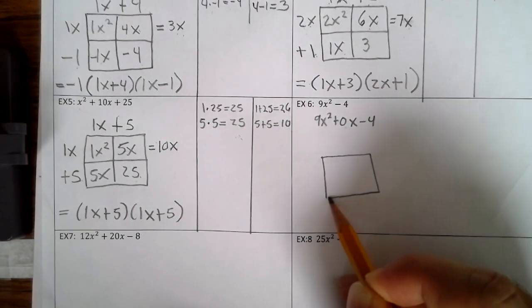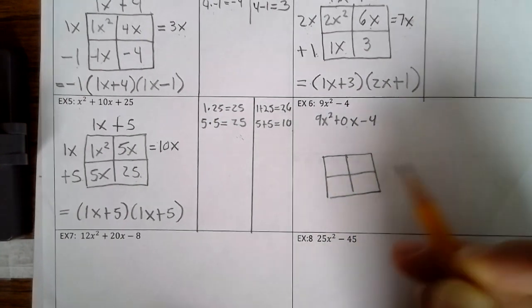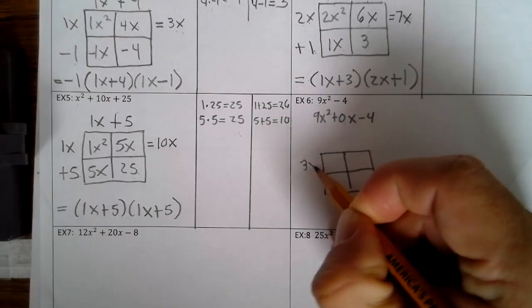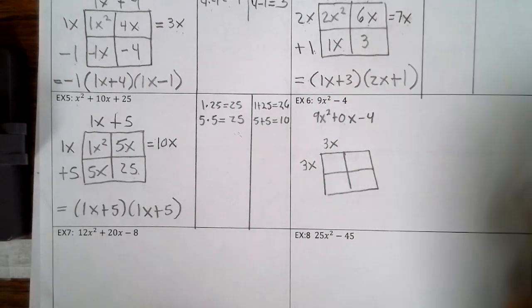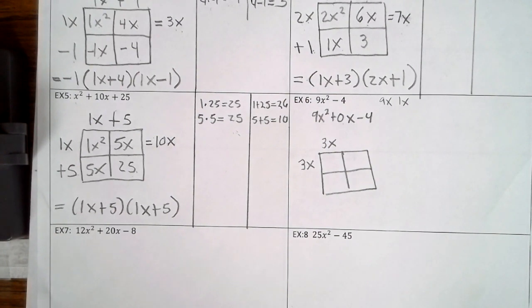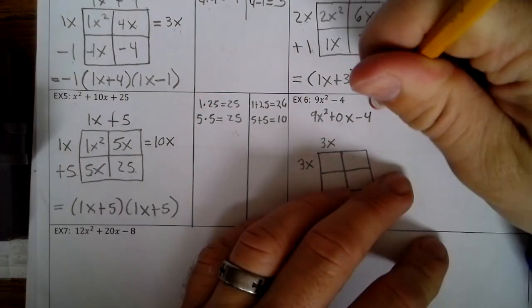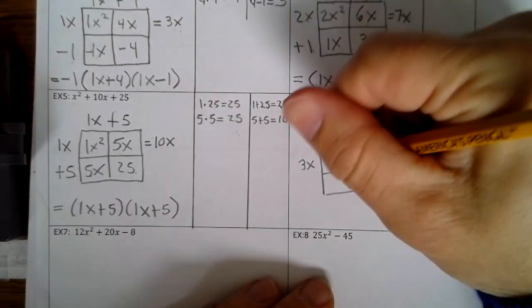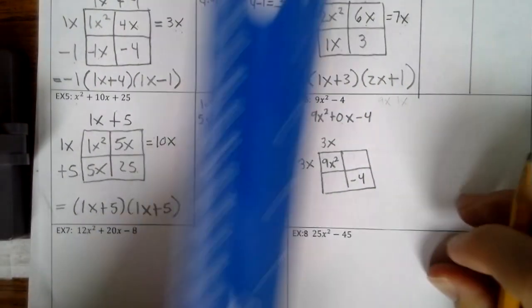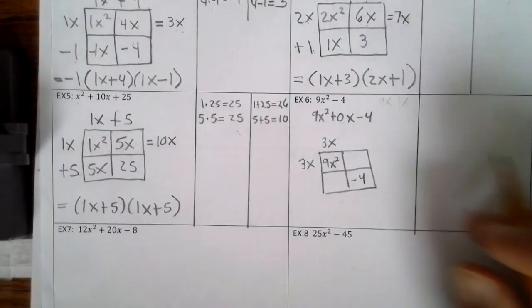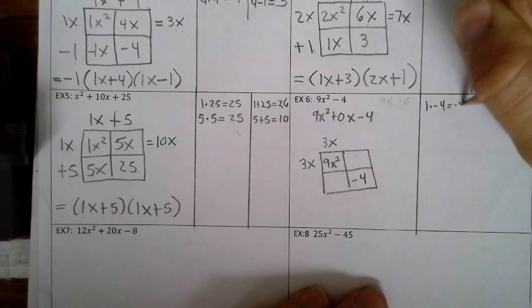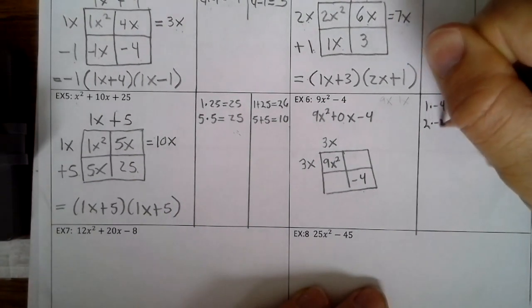Now, to make 9x squared, we're going to first try 3x and 3x. If that doesn't work, then we have to do 9x and 1x. Okay? But let's see if 3x and 3x works. So first term is 9x squared. Last term is negative 4. So first, to find negative 4, we know the only combinations are 1 times negative 4 is negative 4. 2 times negative 2 is negative 4. And then 4 times negative 1 is negative 4.